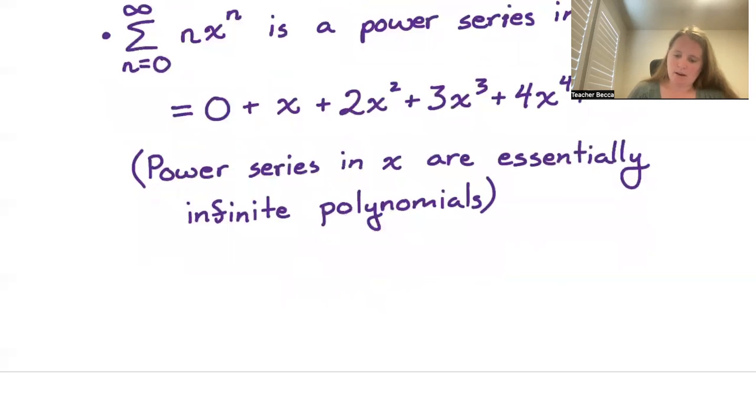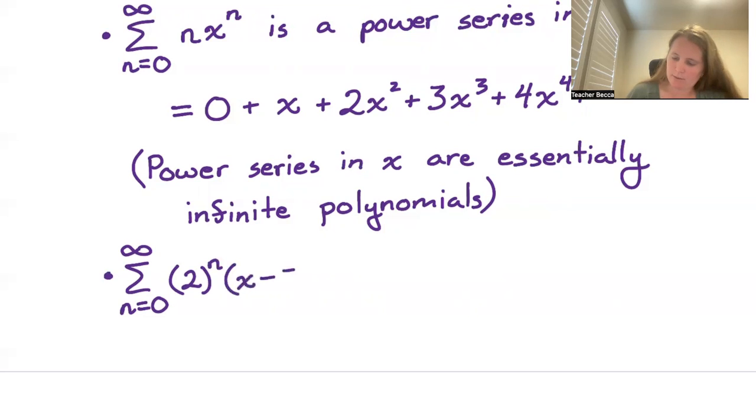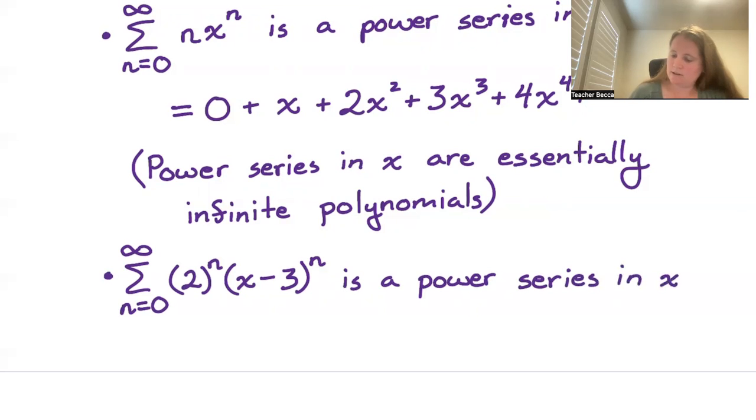And then one more, let's do a power series in x centered at something else. Let's do the sum from n equals 0 to infinity of 2 raised to the nth power times (x minus 3) raised to the nth power. This is a power series in x centered at 3.